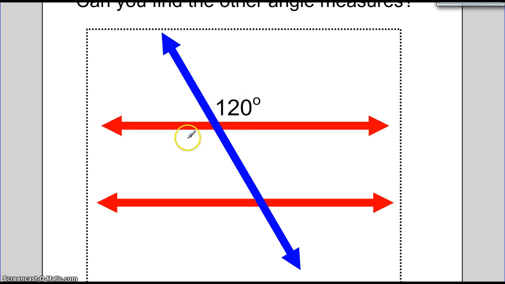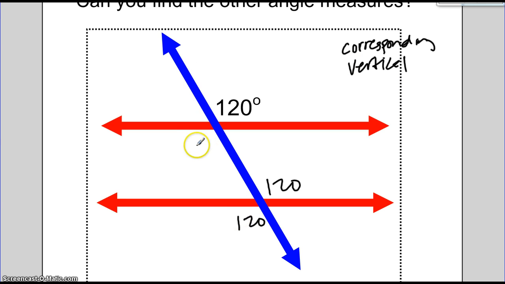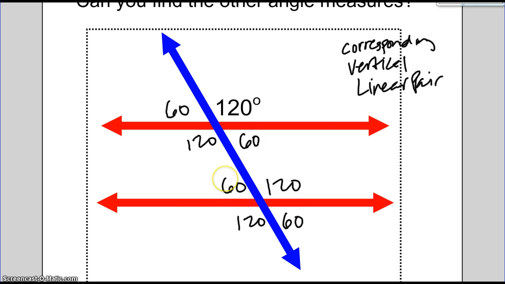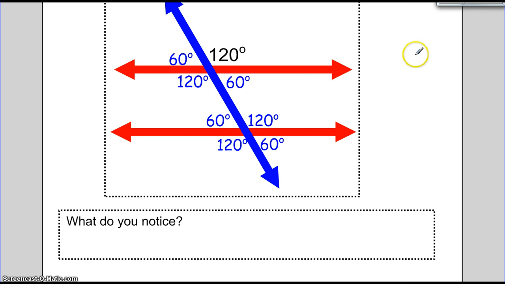So can you find the other angle measures if I only knew that this is 120? Yes, I could, because I know what corresponding means. Right? I know what vertical means. And I know what a linear pair is. So I found every single angle in this picture just by starting at 120. Okay?